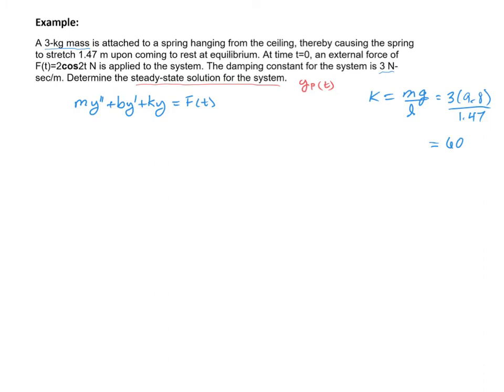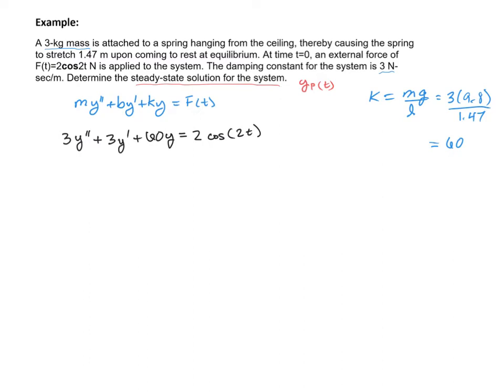So going back to our equation, we've got 3 times y double prime plus b, which is 3 as well, times y prime, plus k, which we just found to be 60, times y, is equal to 2 times the cosine of 2t. And so that right there is the equation that describes our motion for our spring mass.